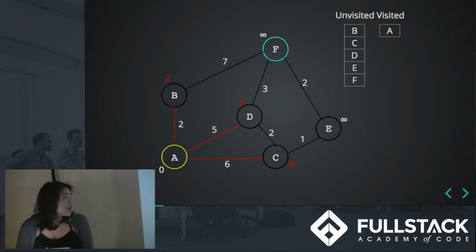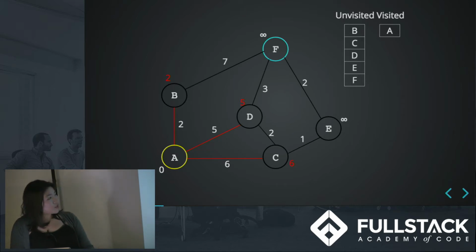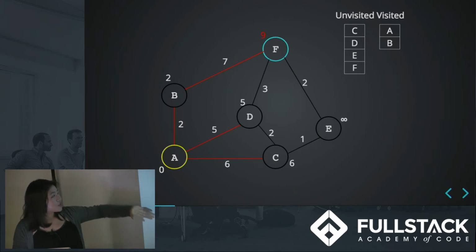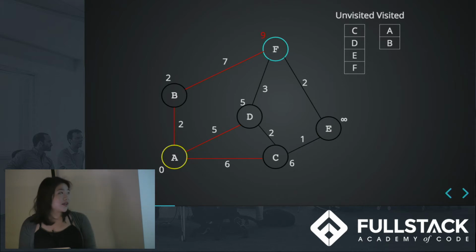Now the second node that we're going to visit is the node that has the minimum distance from the source so far. In this case, it's node B. In order for us to mark node B as visited, we have to visit its one neighbor, F. F was not initialized, it was still at infinity. But once we hit this path, B's distance from the source is 2, and from B to F is 7, which is why F gets marked as a 9.